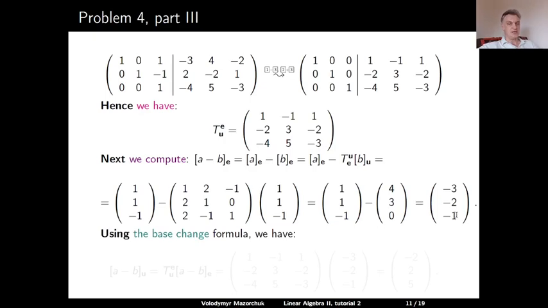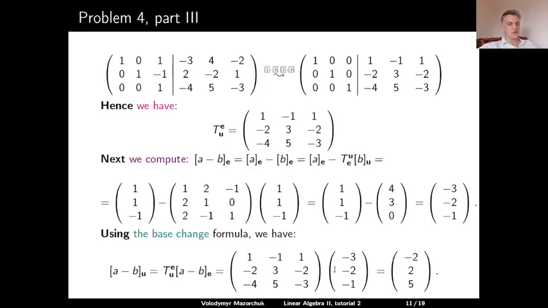So using the base change formula, we now can also compute the coordinates of A minus B in the basis U. By the base change formula, this is equal to the product of the transformation matrix from U to the standard basis times the coordinates of A minus B in the standard basis. So we have just computed these coordinates, minus 3, minus 2, minus 1. So these are the coordinates of A minus B in the standard basis. And we also see here the transformation matrix, 1, minus 2, minus 4, minus 1, 3, 5, 1, minus 2, minus 3. So now we multiply these two matrices.